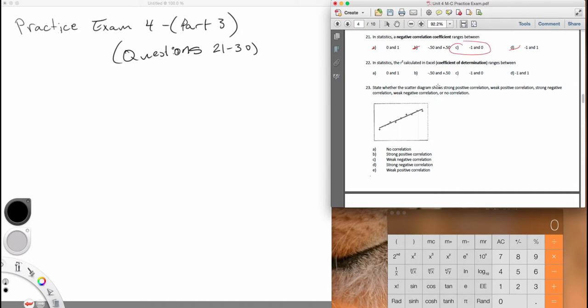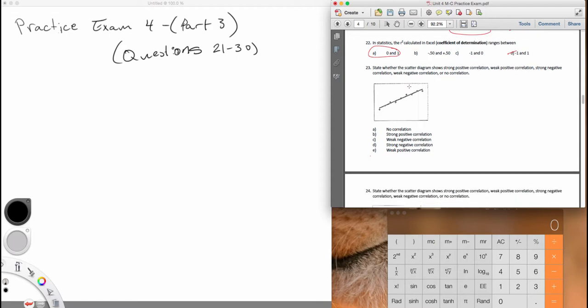In statistics, the R-squared calculated in Excel, or the coefficient of determination, ranges between which two values? Now remember, when it's negative and you take the R-squared value, it turns positive. And if it's positive, it turns positive. Any value between 0 and 1, when you square it, will still remain between 0 and 1, because 1 squared is still going to be 1, and 0 squared is still going to be 0. So any of those values between will exist between those two. And any negative ones you take will jump between those two values as well. So that's why we know it's not D, even though that might be a decent guess. The squared value will make it positive no matter what.